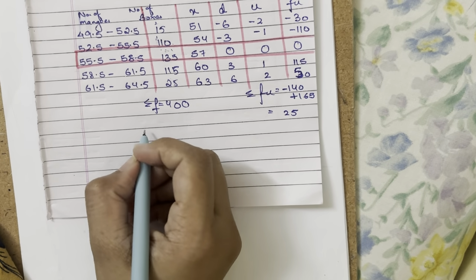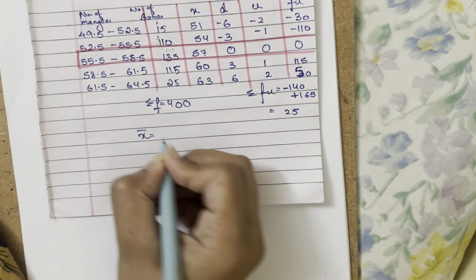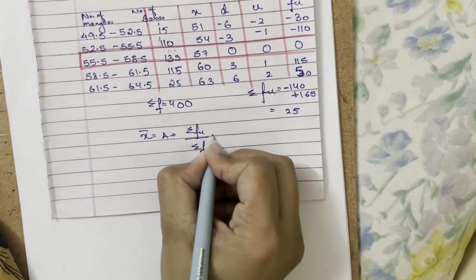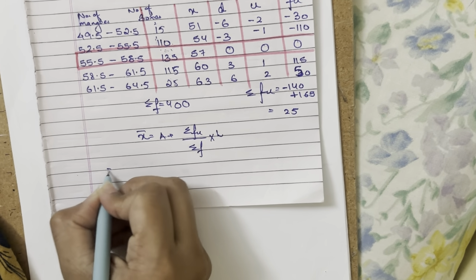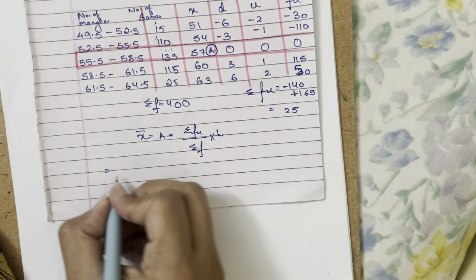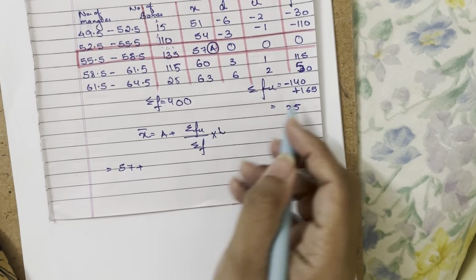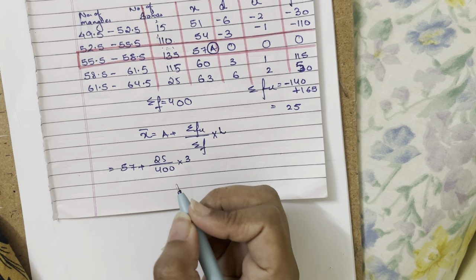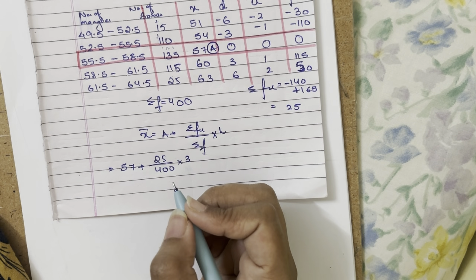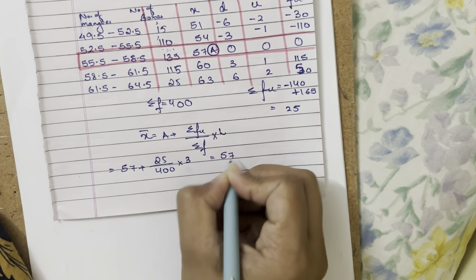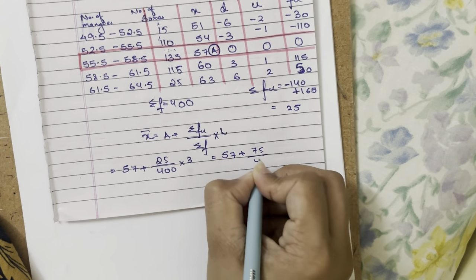So the step deviation we have done, X bar is equal to A plus sigma FU over sigma F times H. What was your A value? The assumed mean that you have done. It was 57. So we'll write 57 plus 25 over 400 times 3. Now, that's a catch. Multiplication and everything becomes a little stringent here. 57 plus 75 over 400.